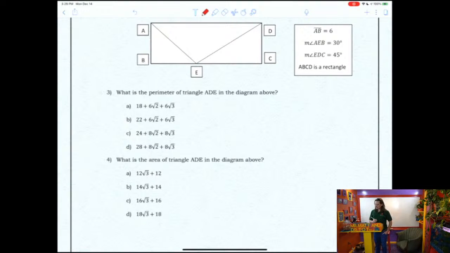Let's look at 3 and 4. I'm going to give you 6 minutes. They want to know what the perimeter of triangle ADE and the area of triangle ADE is in the diagram above, and they've changed the given information of side length AB to now be 6 units instead of 4 units. So I'll give you 6 minutes. After that, I'll start to solve.